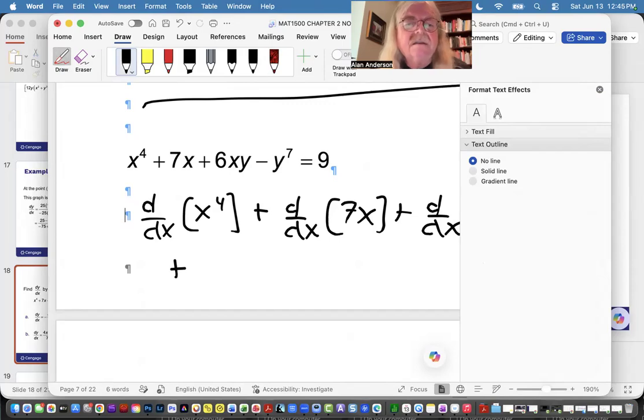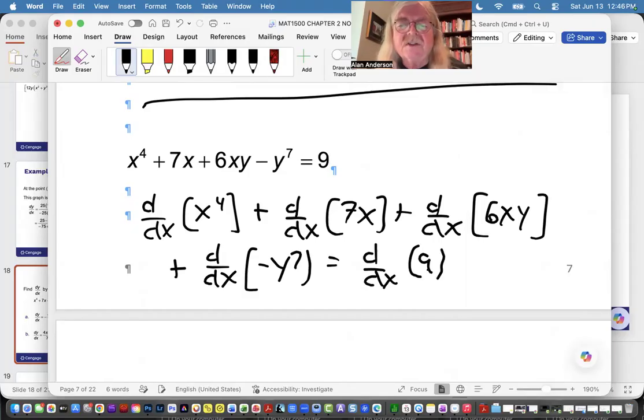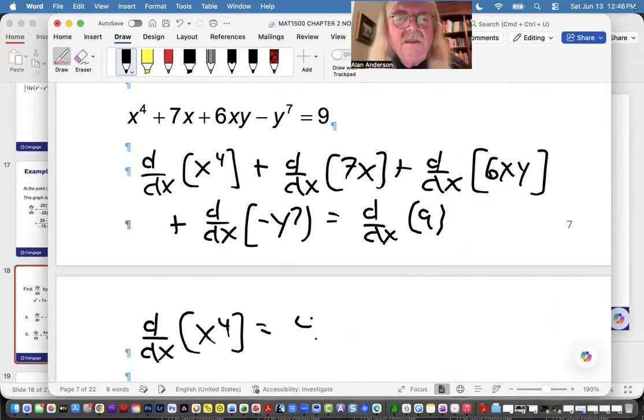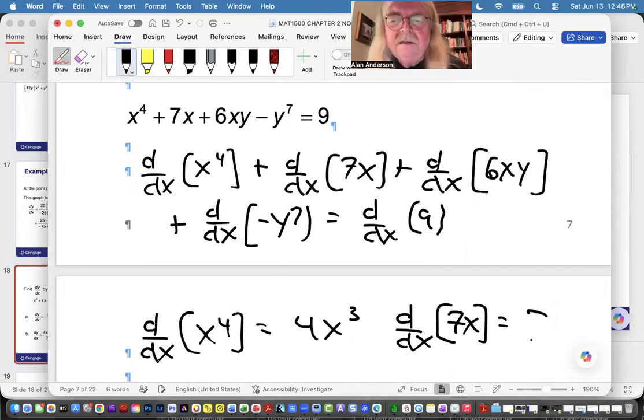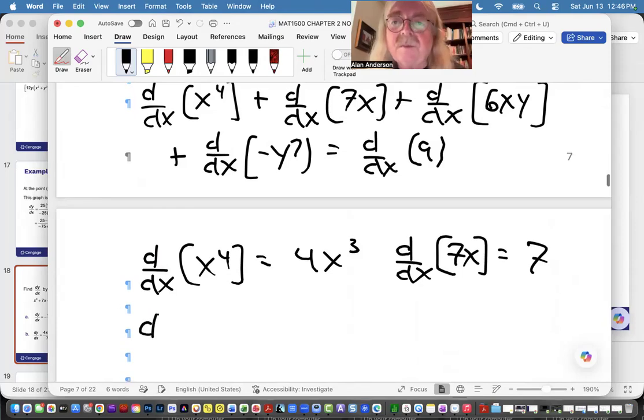d/dx of negative y to the seventh, and then that equals d/dy of 9, which is, of course, just 0. All right, so let's try this. Now, the first term is x. We know how that works. Use the power rule. Beautiful. And then for the 7x, same thing, just 7. Then we have 6xy, which means the product rule.